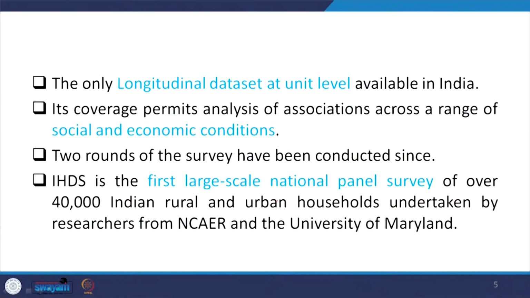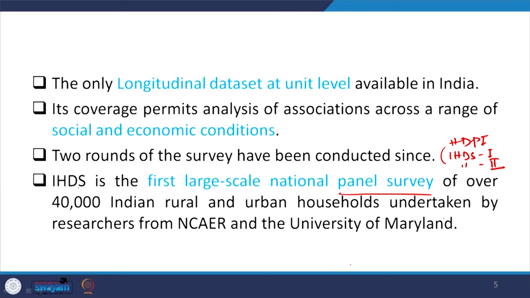The coverage of this IHDS permits analysis of association across a range of social economic conditions. Two rounds of the survey have been conducted, that is IHDS 1 and 2. If you mix with the rural, then we can include HDPI as well, as I already mentioned. IHDS is the first large scale national level panel survey of over 40,000 Indian rural as well as urban households, undertaken by researchers from NCR and University of Maryland.